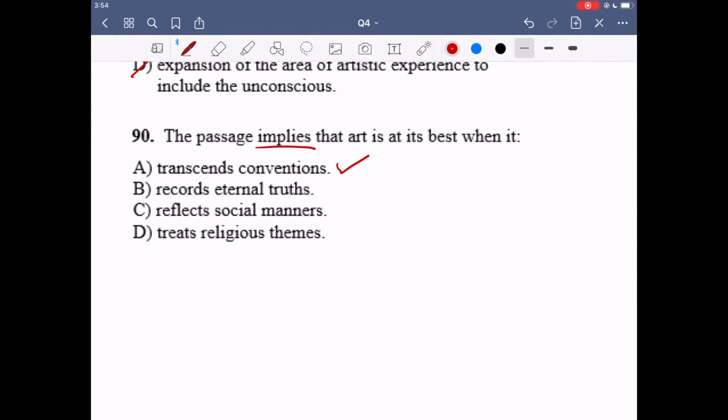For example, transcending the convention that art is only for the ruling classes, and it's better, right? The author is showing this progressive way that art has evolved, and now it also appeals to lower classes, and then it should appeal to people who are not painters as well. So yeah, that goes hand in hand with this implication. Option B, that it records eternal truths.